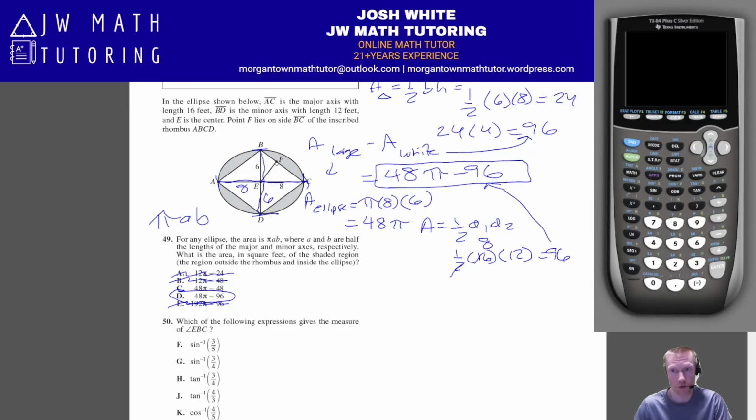It's just an alternate way to do the problem. It's a shortcut formula, but if you don't have it memorized, it's totally understandable. Then you just look at the individual triangles and find their areas and then just add them up.